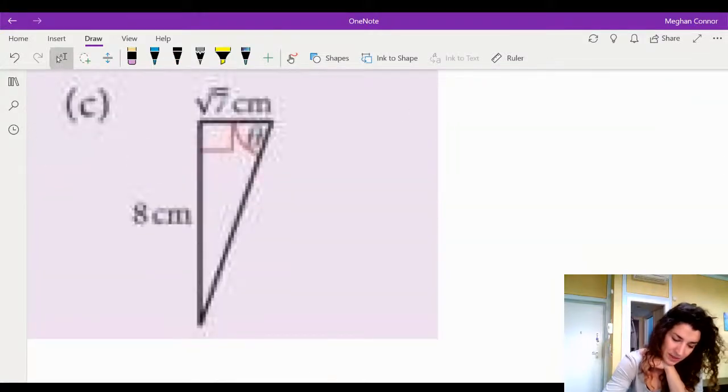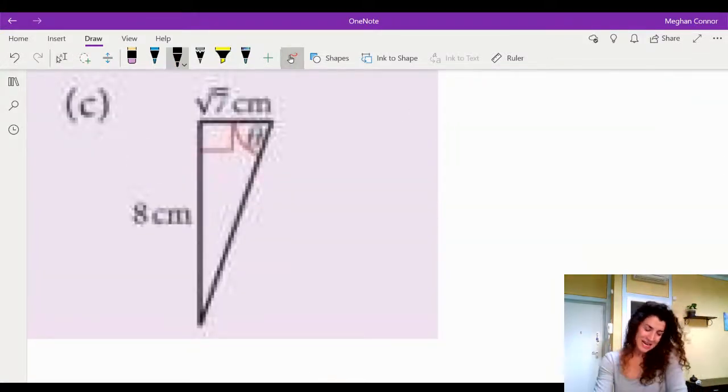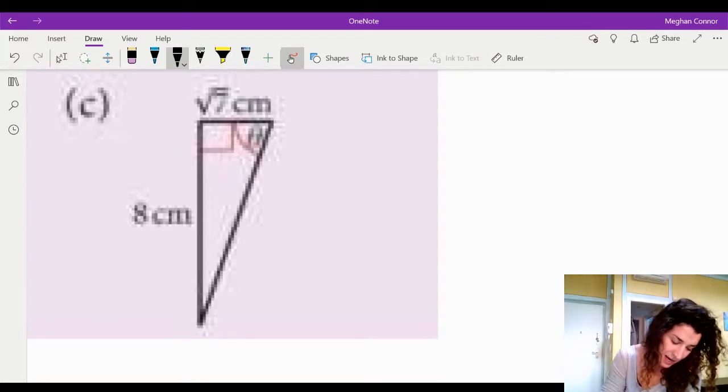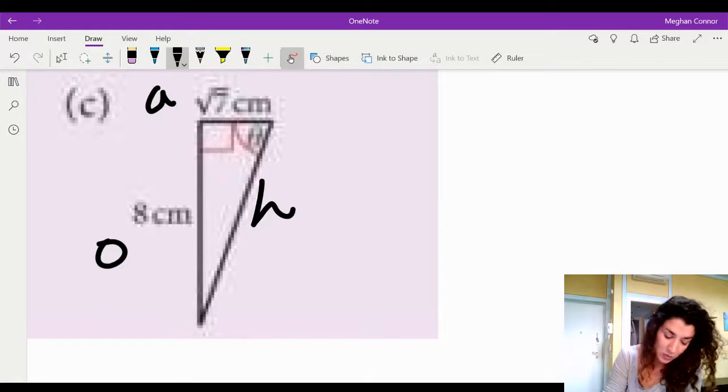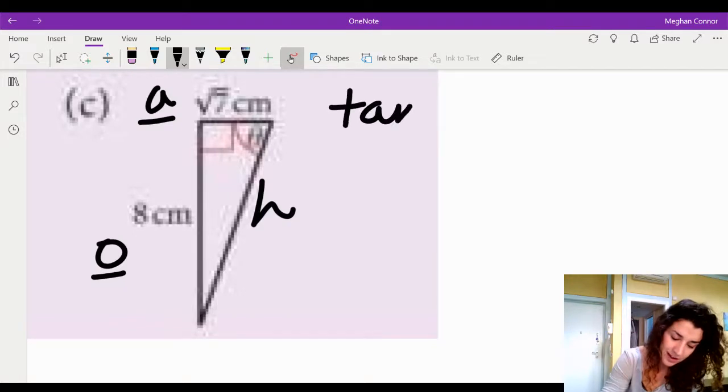Last problem. Sorry, it's so grainy. Okay, so this guy right here is our opposite. Root 7 is our adjacent. Hypotenuse we don't have. What we do have is our opposite and adjacent, which will lead us to talk about tangent.